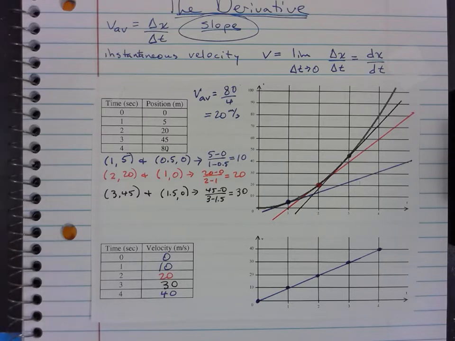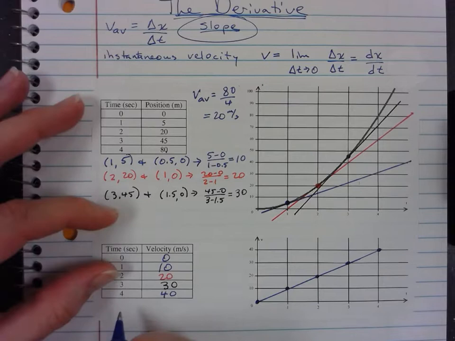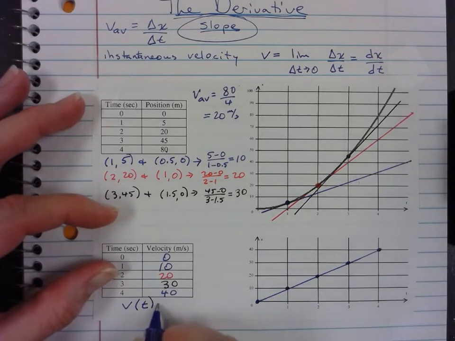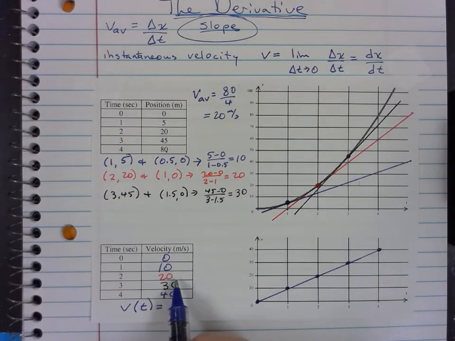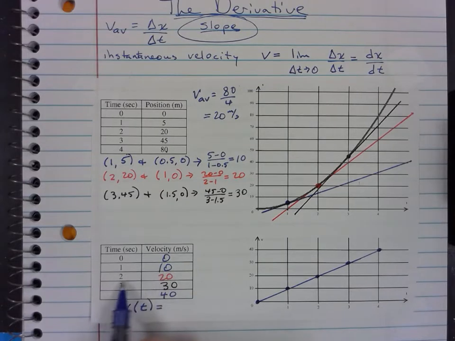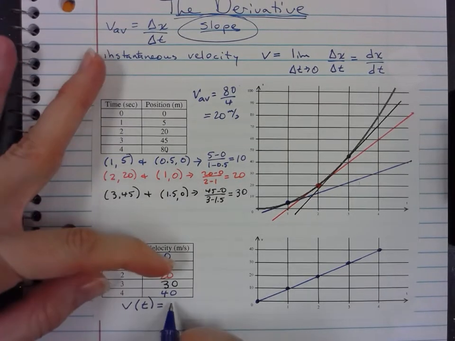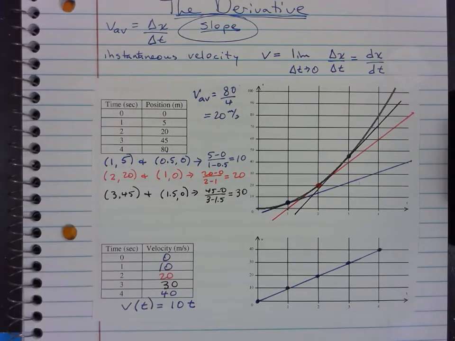So now we're going to talk about functions. This function is easy. The velocity is a function of time. 10, 20, 30, 40. So it's 10 times the time. 1 times 10, 2 times 10, 3 times 10, 4 times 10. So this function is 10t.